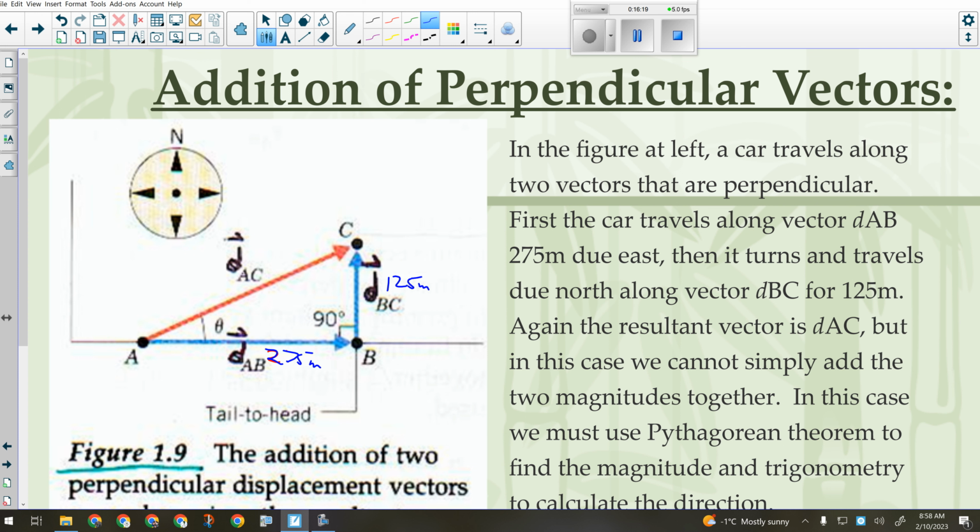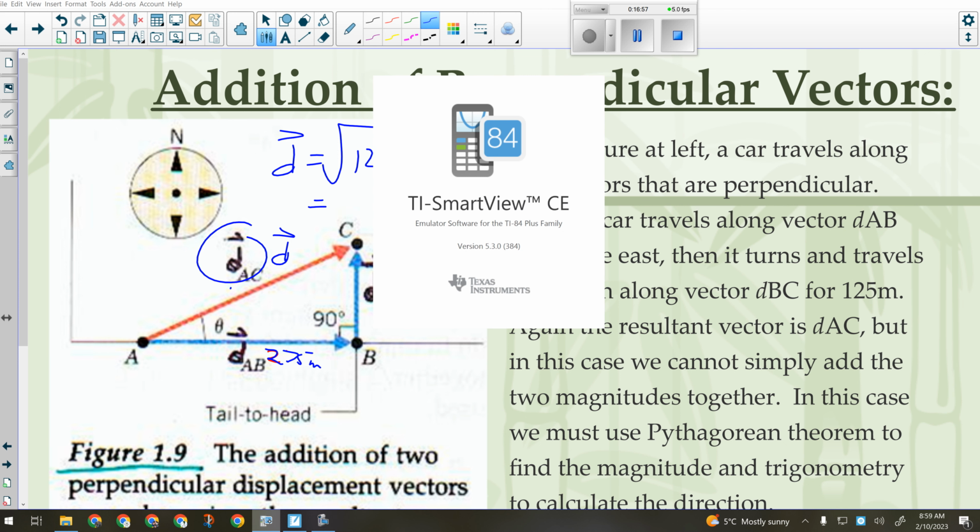So how do I figure out my resultant now? a squared plus b squared equals c squared. Use the Greek geek. Pythagoras is the Greek geek, by the way. He spent his whole life studying triangles. So we are going to do a squared plus b squared equals c squared. To get my resultant, which in this case is my total displacement, I'm going to say my total displacement will be the square root of 125 squared plus 275 squared. That'll get me the magnitude of my resultant.